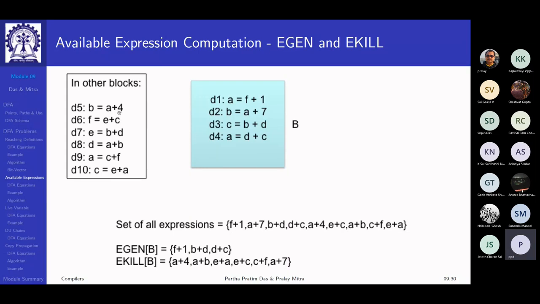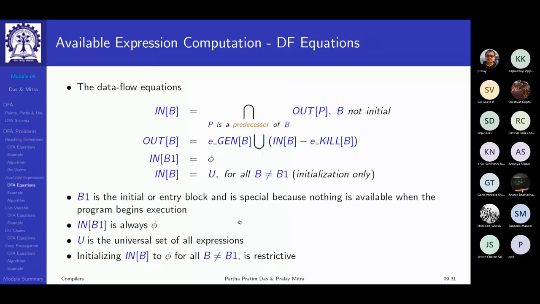So A plus 4, A plus B, E plus A, C plus F, A plus 7, all of those which involve this will get killed by this. Okay. Now the data flow equations.